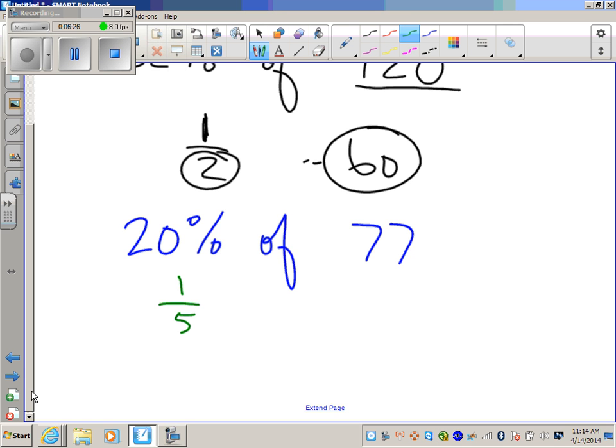What number closest to 77 is divisible by 5? Yes, 75. Could you go 80? Yeah, it's right in the middle. What do you want to use? You want to use 75? That's fine. Now, what is 75 divided by 5? 15. How many 15s do you need?